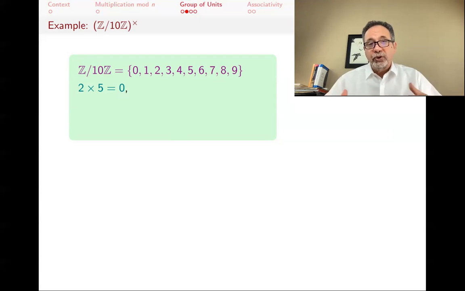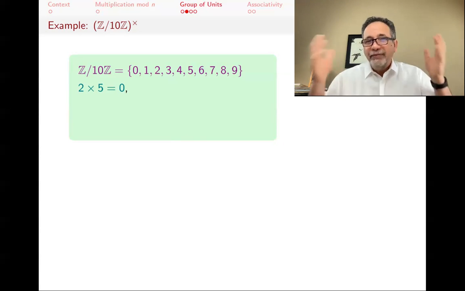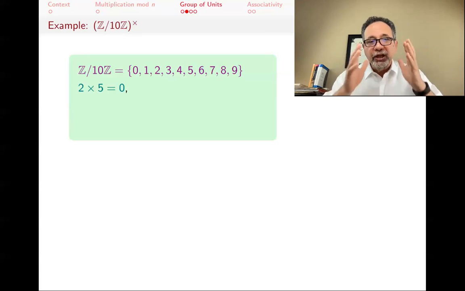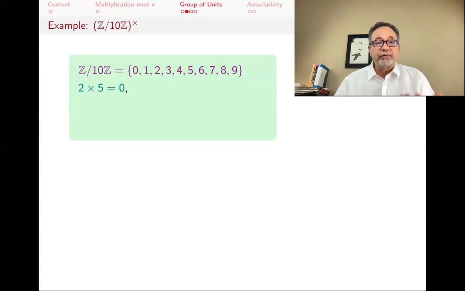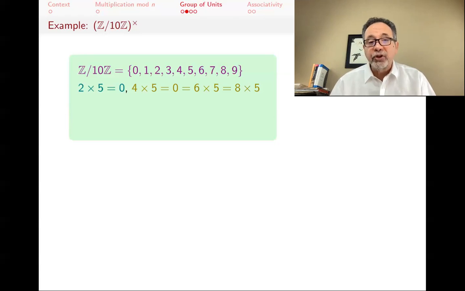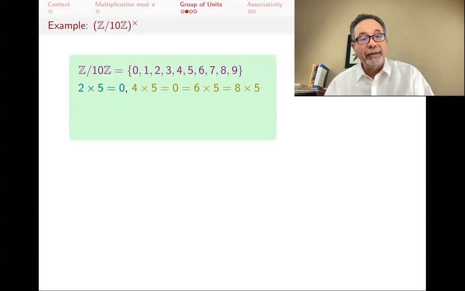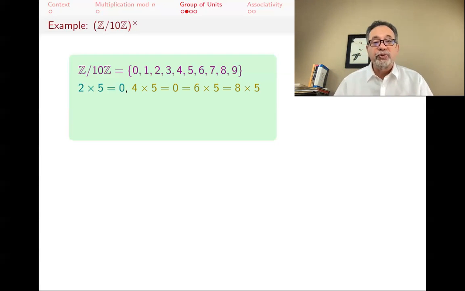Our point of view is that you're living in this world and you're not living in the integers. So forget about integers. This is how you multiply things. 2 times 5 is just 0. 4 times 5 is also 0. 6 times 5 is 0. And 8 times 5 is 0. So what? Well, that means that none of these elements are units. 2, 4, 5, 6, and 8 are not units because they got multiplied by something that was not 0 and they gave you 0. In ring theory, such elements are called zero divisors.